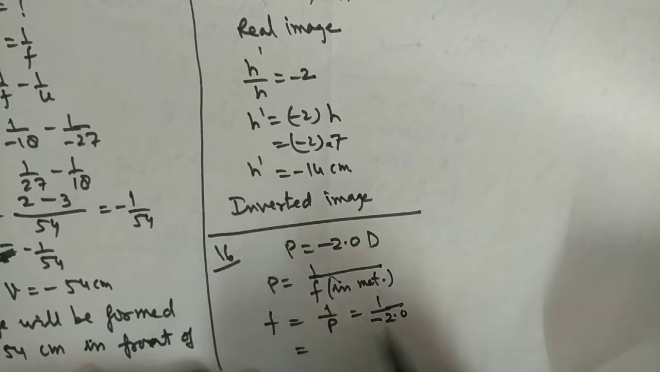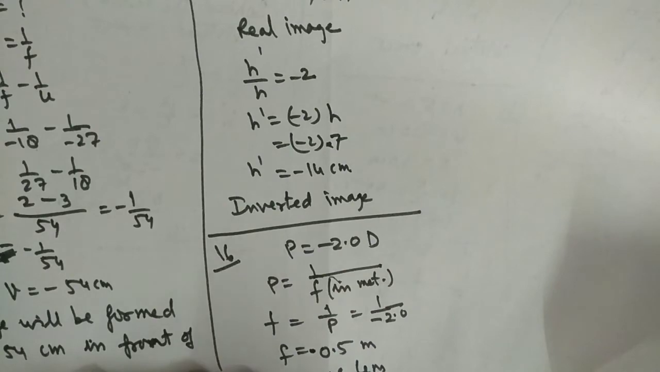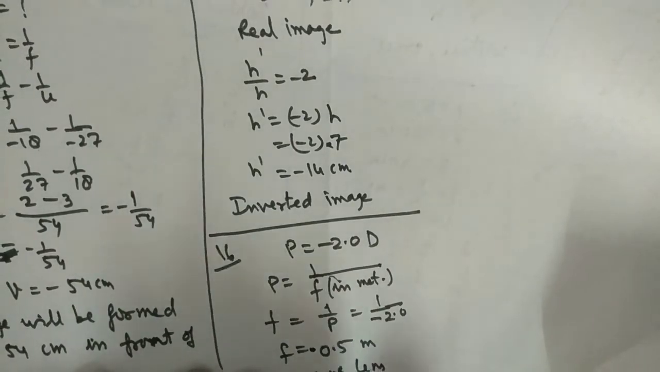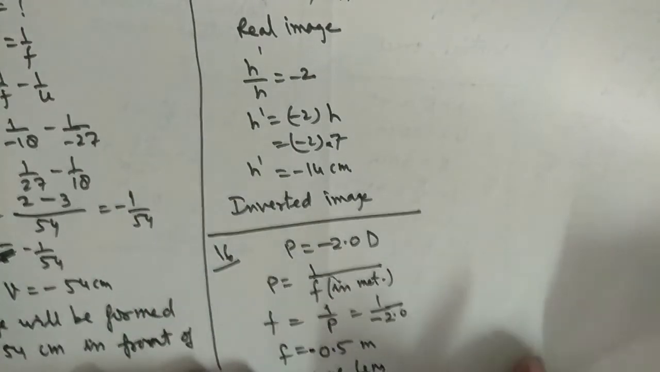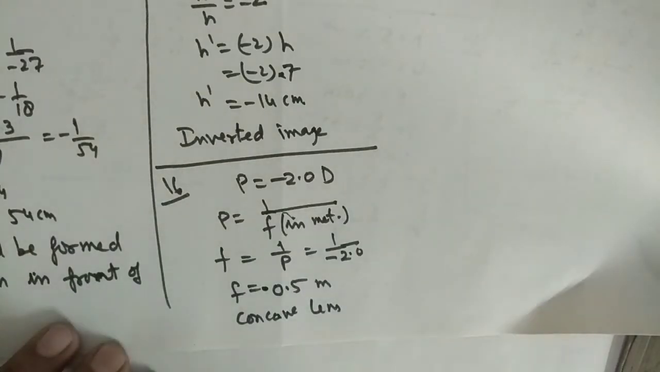or how much is it? It is minus 0.5 meter. So this is the focal length required, and since it is negative, you can say it is the concave lens. Okay, this is the concave lens. I think it is clear to all of you.